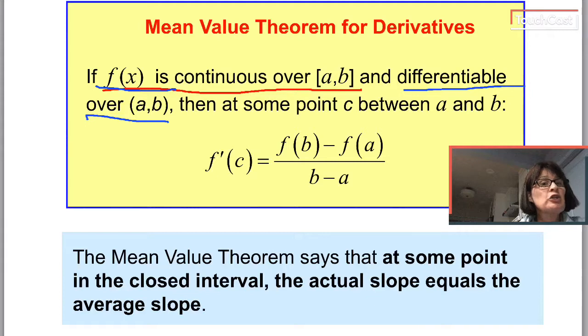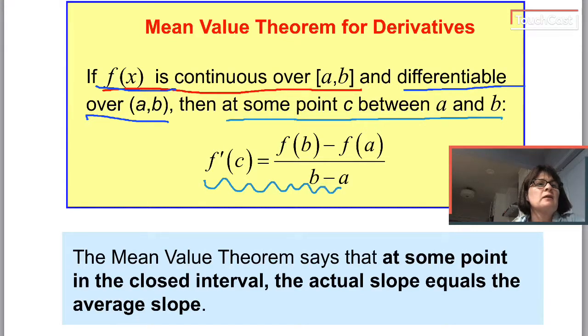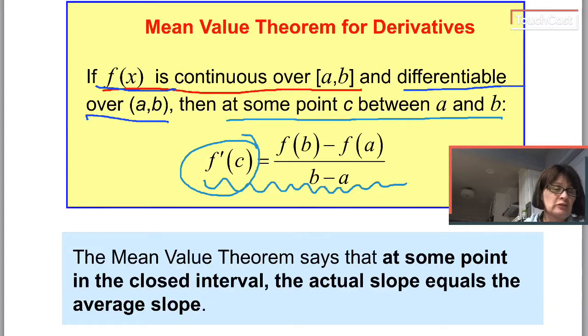The conclusion part of the mean value theorem is the part that comes after the then. The conclusion is, at some point c between a and b, this must be true: the derivative is equal to the average rate of change. So the actual slope of the function, the instantaneous rate of change, is equal to the average rate of change.